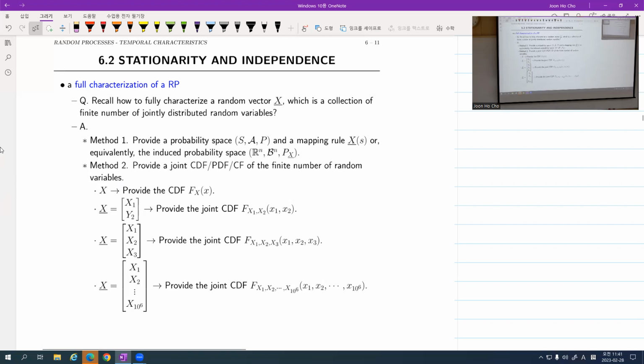So a full characterization is what? Very complicated. Very, very complicated. You have to do this infinitely, right? So in general, a full description of a random process is very difficult. That I also mentioned at the end of last meeting. But for some classes of random processes, this description is very easy.